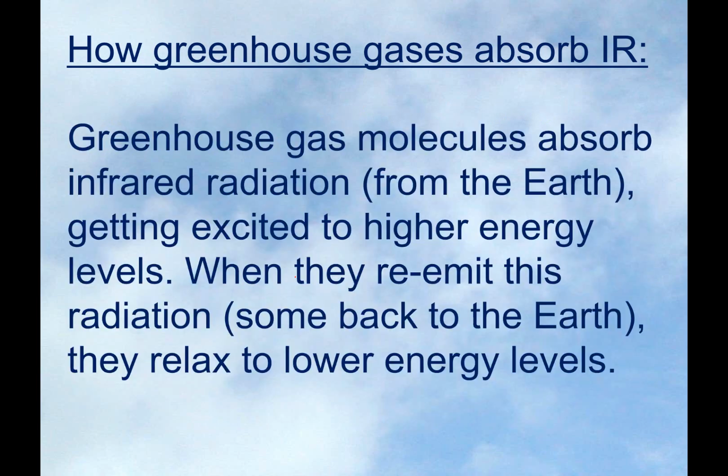So greenhouse gases here, they absorb the infrared radiation. This is terrestrial radiation that bounces off the Earth's surface. They get excited to a higher energy level. They stretch and they start bending a little bit quicker. And then what they end up doing is they end up re-emitting this radiation back towards the Earth's surface. They can then relax to a lower energy level.